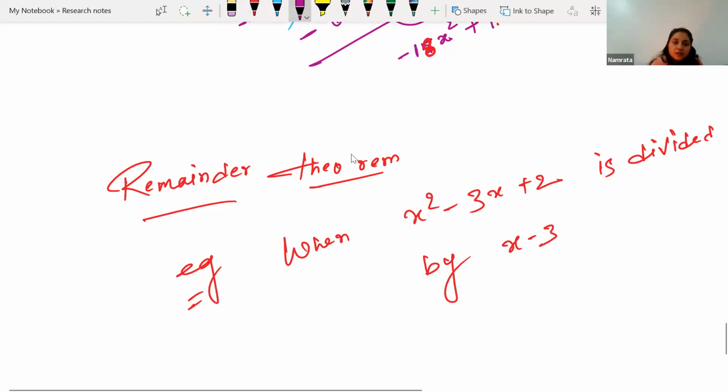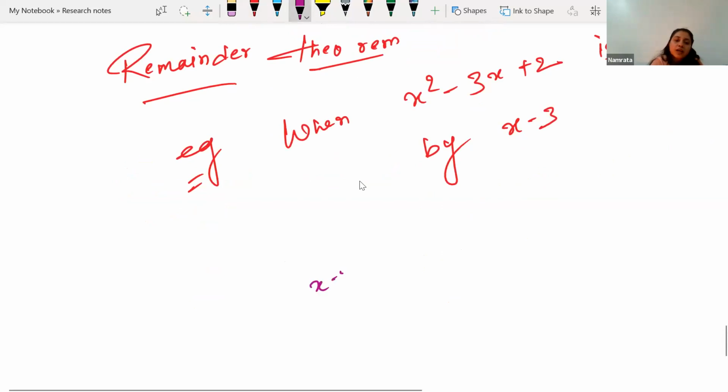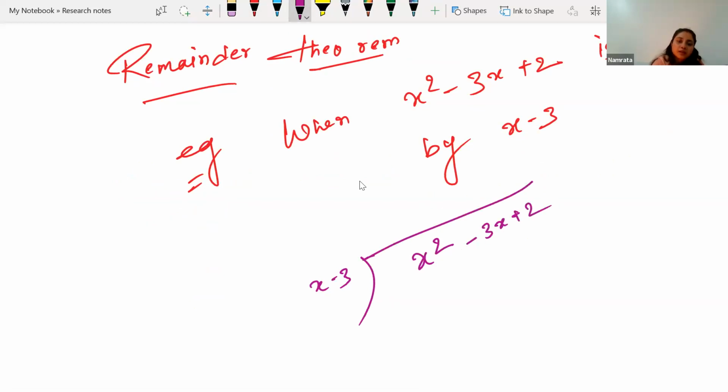So the remainder, we can find by the long division method. Let's do it. x minus 3, and here we want to divide x square minus 3x plus 2. Let's see what will be the remainder. How do we do the long division method? The first term is x square. What should be multiplied with x so that we will get x square? So we multiply x by positive x, then only we will be getting x square. Now this x will also get multiplied with this minus 3, so we will be getting minus 3x over here.